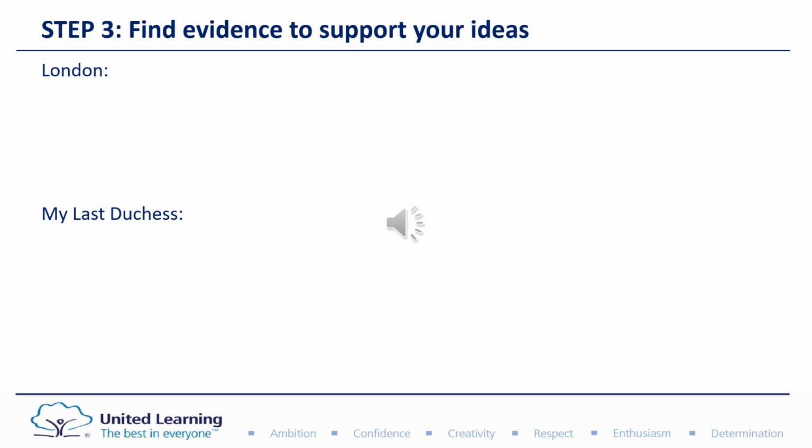Once you have decided on the 3 ideas that link the poems, you would then think about what evidence you could use to support these points. So just spend a few minutes writing down 3 quotations from London that support the linked ideas from the previous slide, and 3 quotations from My Last Duchess that would also support the previous points.